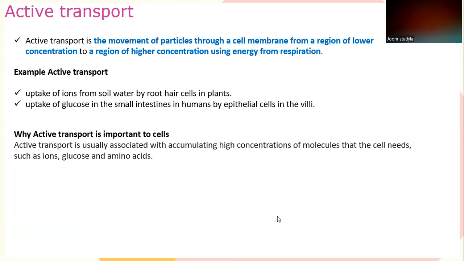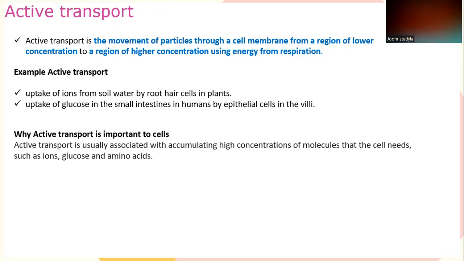Active transport. Active transport is the movement of particles through a cell membrane from a region of lower concentration to a region of higher concentration using energy from respiration. Examples of active transport are the uptake of iron from soil water by root hair cells in plants, and the uptake of glucose in the small intestine in humans by epithelial cells in the villi.